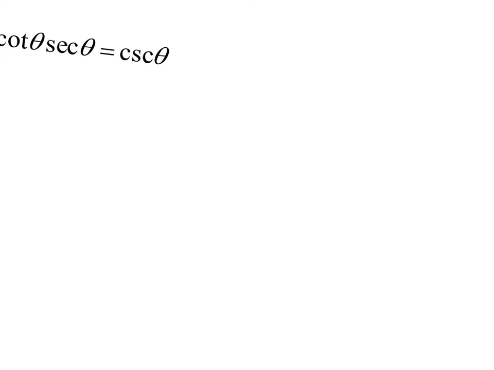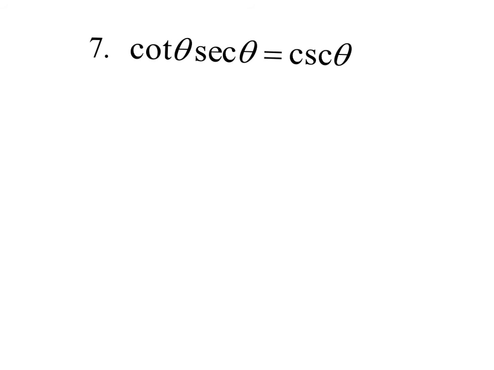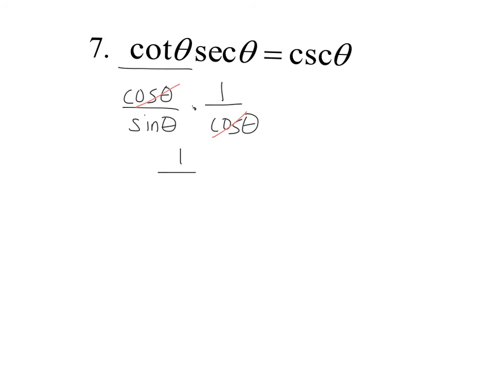Number 7, cotangent theta, secant theta. So I'm going to go through and write this in terms of sine and cosine. So cotangent is cosine theta over sine theta. Secant is 1 over cosine of theta. So the cosines cancel out, so I'm left with 1 over sine of theta, which equals cosecant theta, which is my original problem that I need to verify.